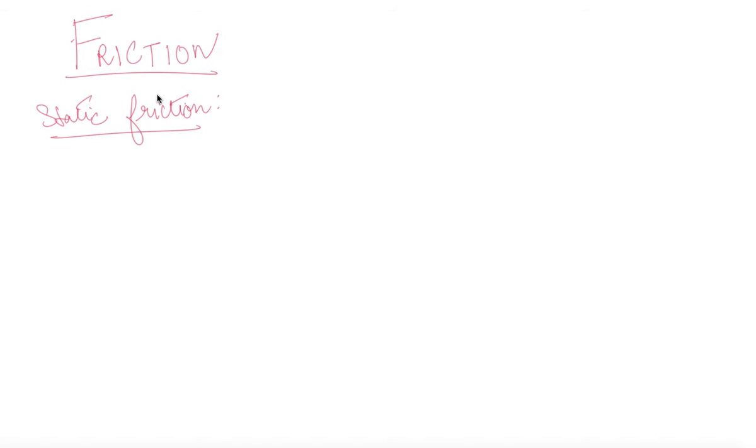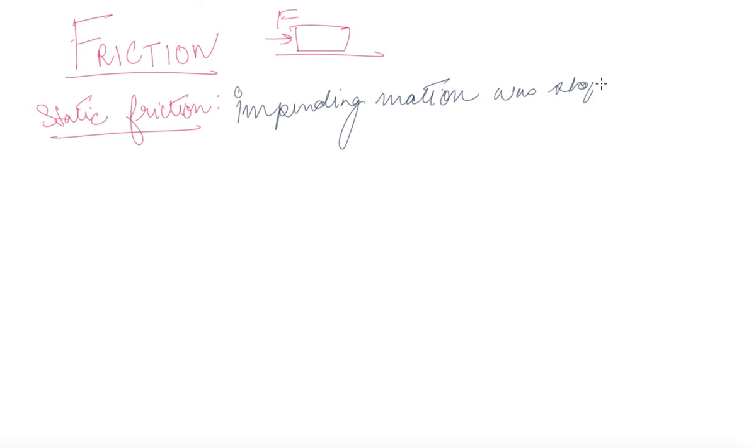Now when we talk about static friction, as you can see, this is a body. Now you have applied a force, the body tries to move but it's not able to move. The reason is that it's stopped by the static friction. That is, we can say that the impending motion has been stopped.